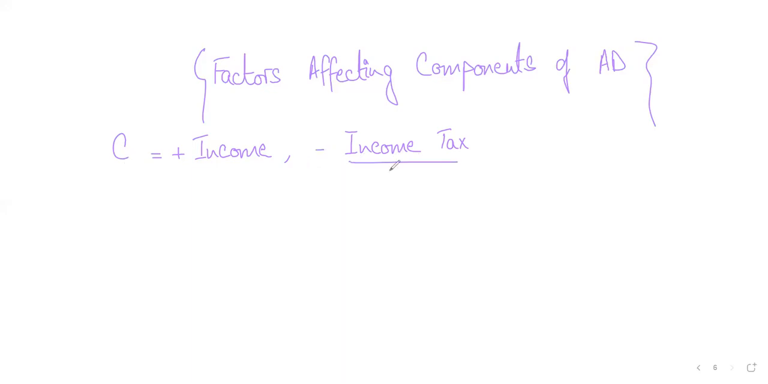And income tax with the negative sign means higher income tax means lower consumption. Okay, what else? Expectations about the future. So if you're optimistic, in what sense? Now, COVID, one wave goes, another wave comes in, and that is why a lot of people are holding back their consumption. Why? Because they're afraid of what will happen next and so on and so forth. So expectations about the future is another thing that affects consumption.